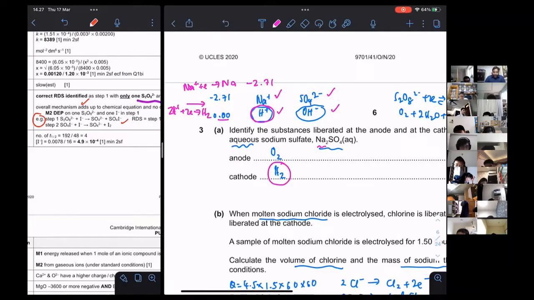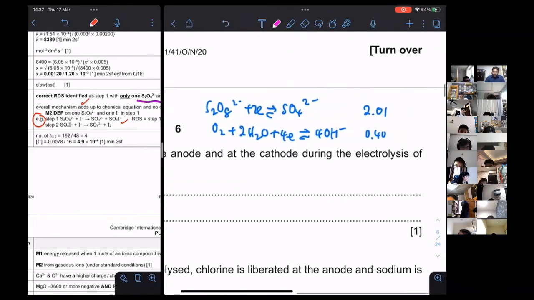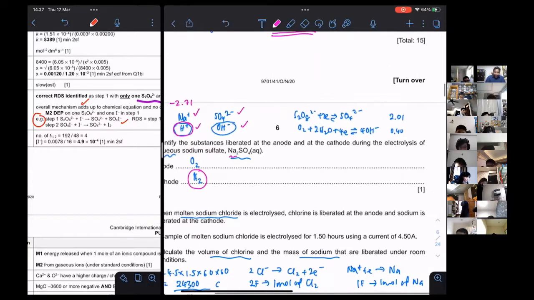Similar to that for sulfate, you are going to use this. Of course, we want to see which one will go this side and which one will go that side. The one that will go that side, the value must be smaller. So which value is smaller? This value is smaller, 0.40. This is bigger, so it's supposed to go this side.